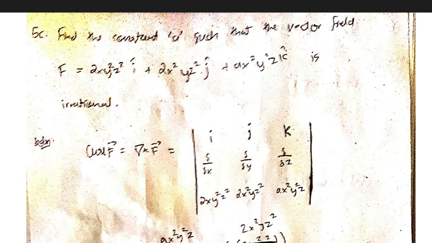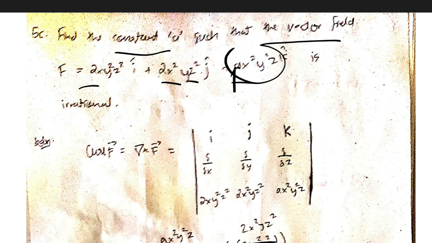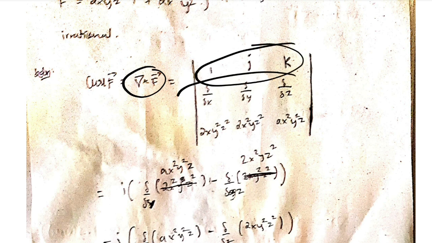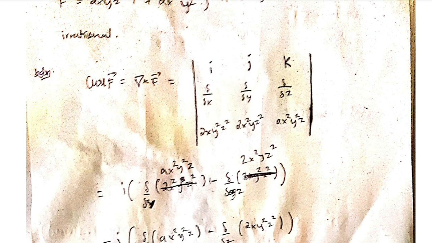Okay, the next question is to find out a constant a such that the vector f is equal to 2xy square z square plus 2x square y z square plus a x square y square z. Okay, so this is the value of a which we need to find out. If they have given this one, it is irrotational. Irrotational means curl of f will be 0. So curl of f, how will you find out? Write the i, j, k here, del x, del y and del z. Here you will write down terms associated with i, j and k in the given f. Okay, after that find the determinant value. You will get one answer here, that's equal to 0.